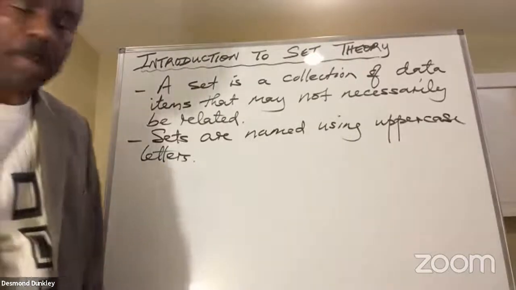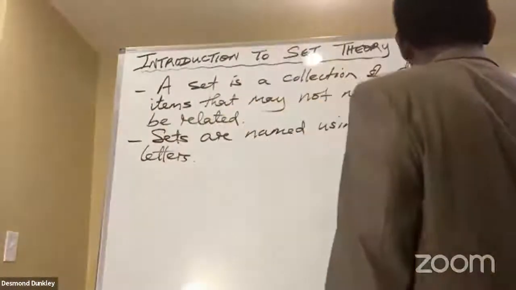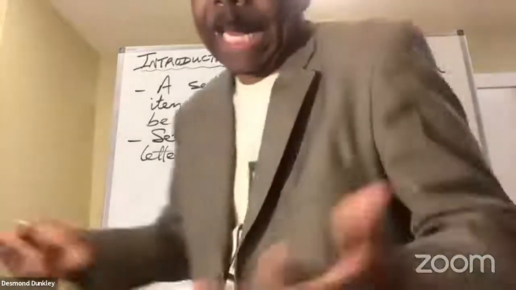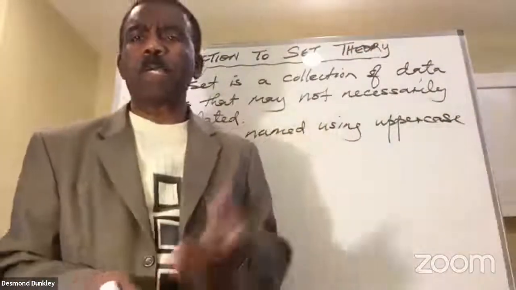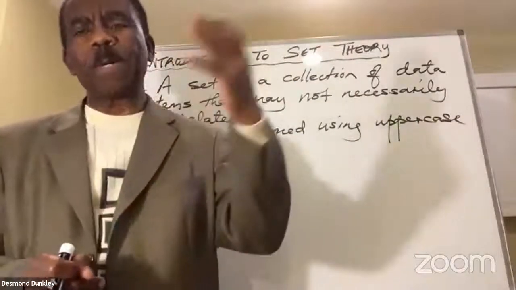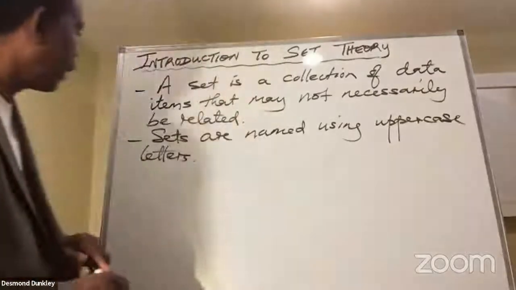So we did mention this before, that we use uppercase letters to name sets. So we use uppercase A, P, M, Q, whatever letter you choose, but it's a practice to use uppercase letters, okay?